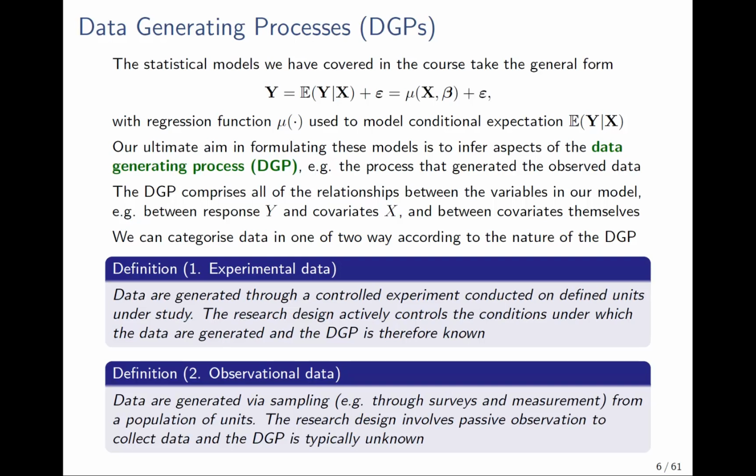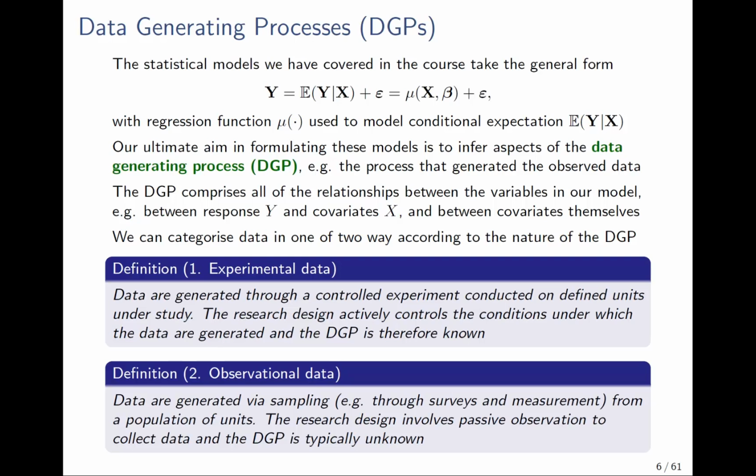And our ultimate aim in formulating these models is to infer aspects of what we call the data generating process. That is the process that generated the observed data. Now the DGP, the data generating process, comprises all the relationships between the variables in our model. So that comprises all of the relationships between y and covariates x, and between the covariates themselves.